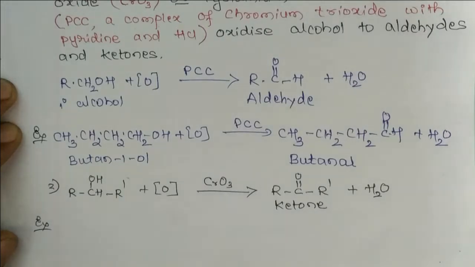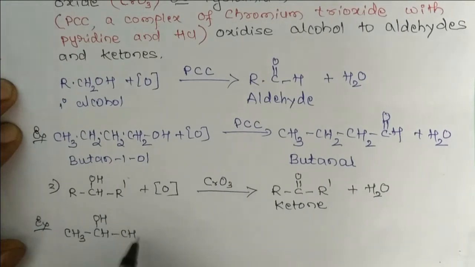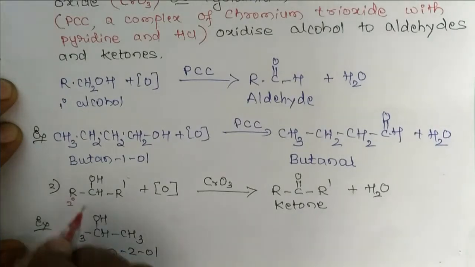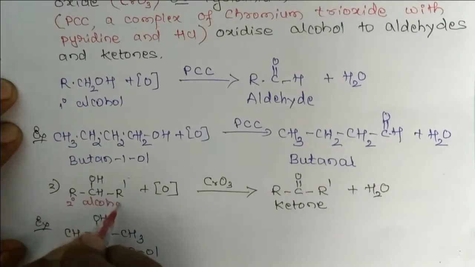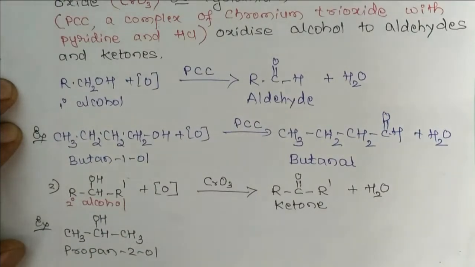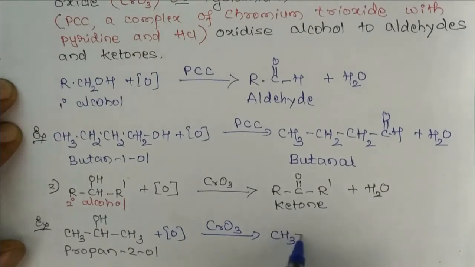Example, propan-2-ol, CH3CHOHCH3. This is secondary alcohol. Propan-2-ol undergoes oxidation in the presence of CrO3. You are going to get propanone, a ketone.